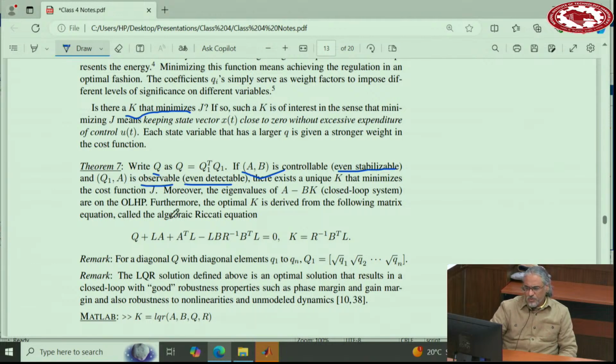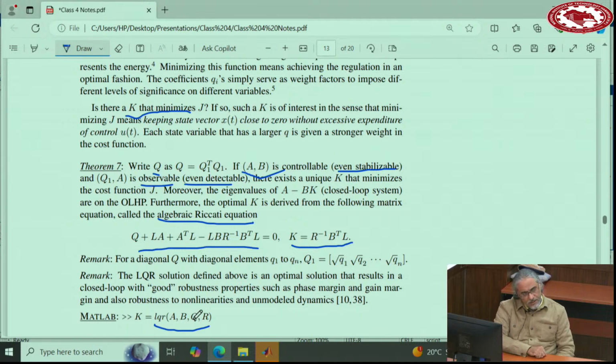You can find it by solving the algebraic Riccati equation. That's this one. So it's a nonlinear equation. You find L here, and then once you find L here, you put it here, and then it gives you K. Sometimes that nonlinear equation is easy to solve, sometimes not, but anyway, you don't have to solve it because MATLAB has a very good engine for solving this one, and the command in MATLAB is this one, lqr(A,B,Q,R). So if you know A, B, Q, and R, you just run this command and it gives you K.